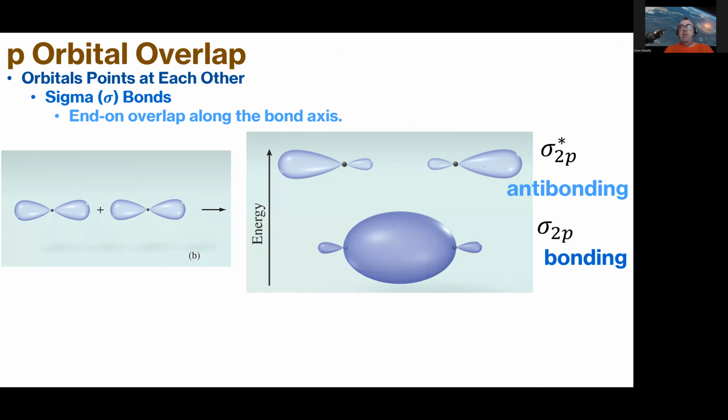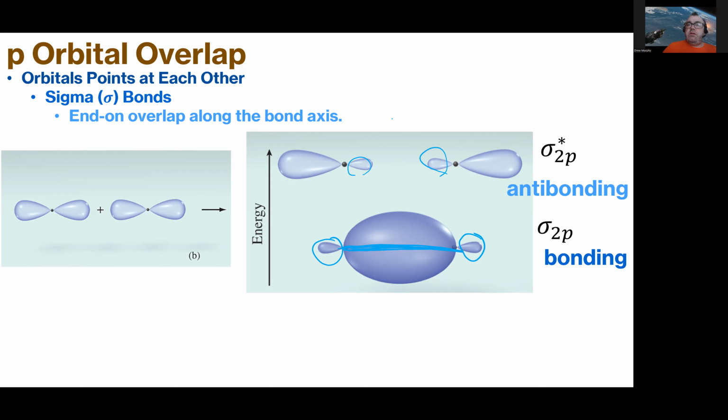Remember these are sigma bonds, right? Because they're pointing at each other and overlapping along the bond axis. So they are literally connecting the atoms together between them. They look a little different than the sigma 1s or 2s because they have this little blip on the outside, or this little blip on the inside, which is not present in the 1s's and 2s's. Don't worry about it. Just look for that end-on overlap along the bond axis.